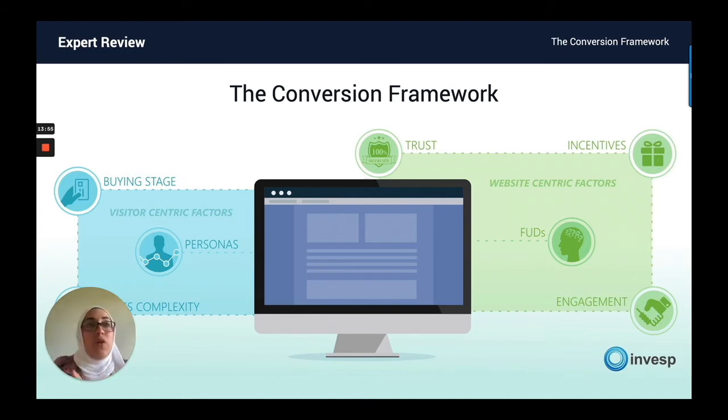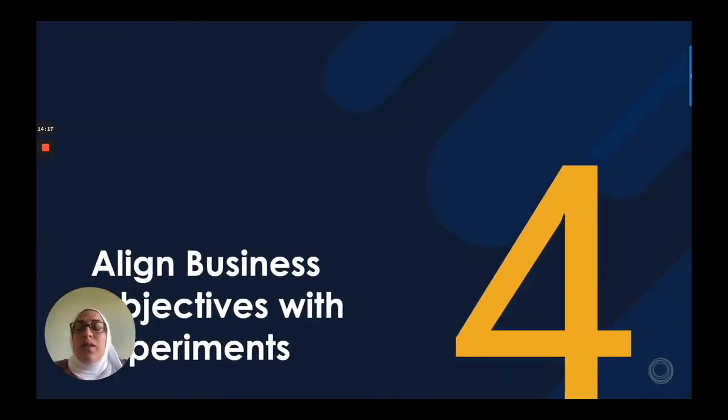Now, there are things that you don't have control over. That's what we call the visitor-centric factors: the buying stage, the persona, and the sales complexity. You don't have control over them, but you can optimize for them. Knowing my sales complexity, I can optimize considering that. Knowing the different buying stages that visitors are coming in at and from what sources, I can make sure I optimize for that.